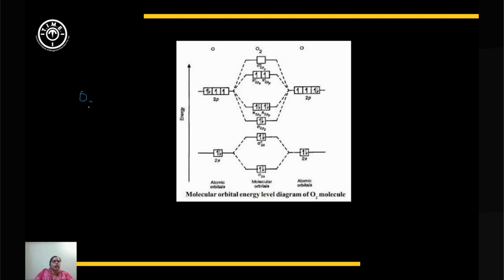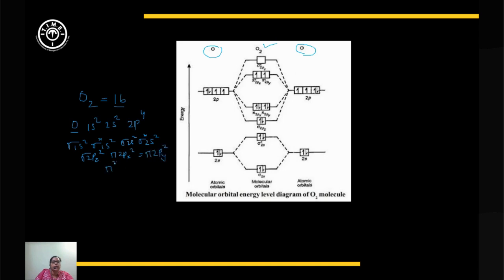Oxygen has a total of 16 electrons, so each oxygen atom's configuration is 1s2, 2s2, 2p4. This is one oxygen atom and this is the second oxygen atom. In the middle, we have the oxygen molecule. When you write the 16 electrons, the configuration is sigma 1s2, sigma star 1s2, sigma 2s2, sigma star 2s2, and next is sigma 2pz2, then pi 2px2 equal to pi 2py2.